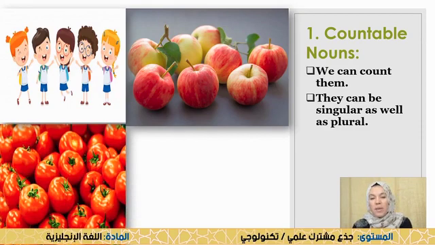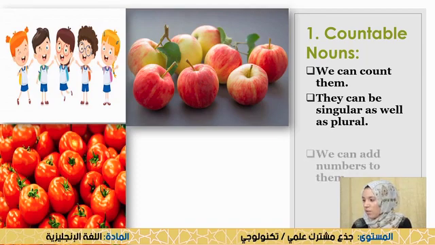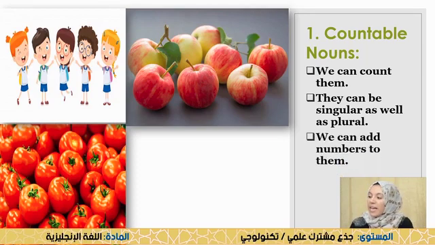The same thing we would be saying about this picture. Here we've got tomatoes, since we're talking about food. So tomatoes is also a countable noun. Why? First, we can count it. Second, we can give it the singular and the plural form at the same time. So we can say 1 tomato, a lot of tomatoes. We can add numbers to them, which means countable nouns, we can count them and put numbers next to them.